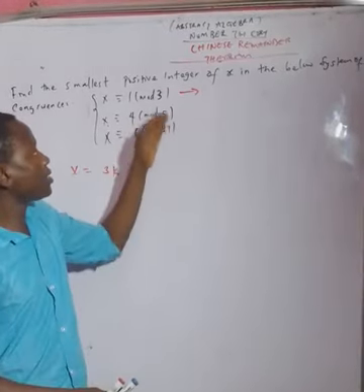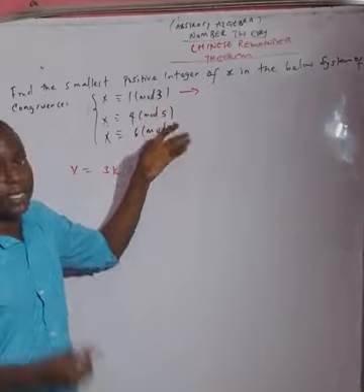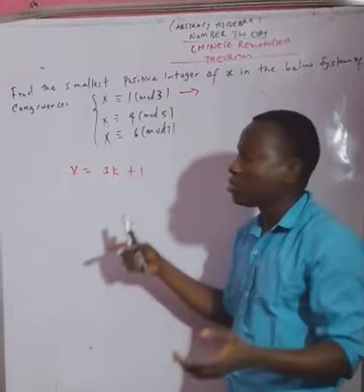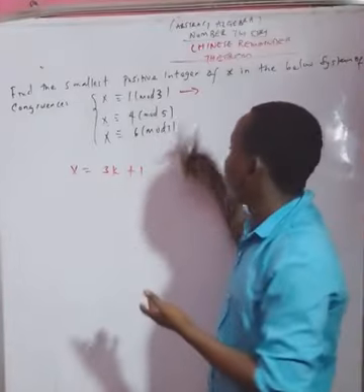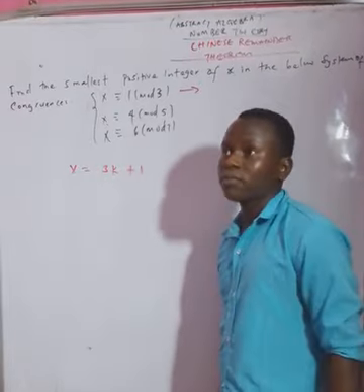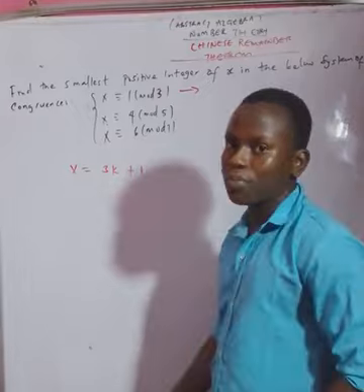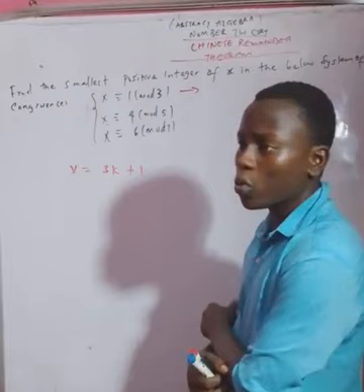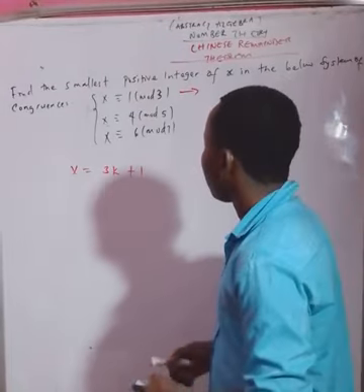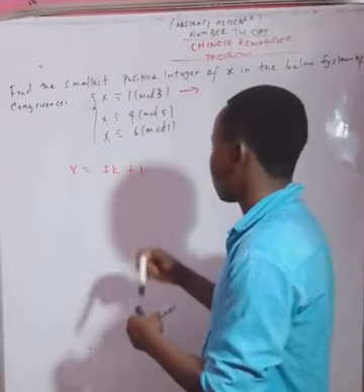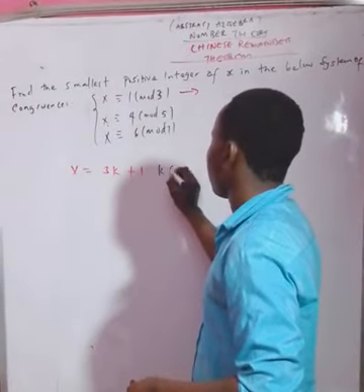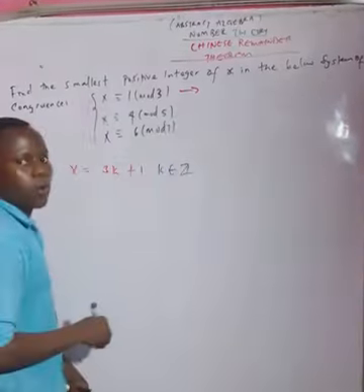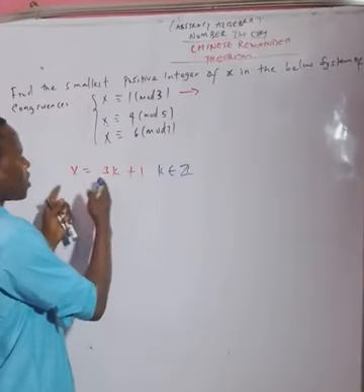Now we look at 3, 5, 7: they are co-primes. The GCD of 3 and 5 is 1, the GCD of 3 and 7 is 1, and the GCD of 5 and 7 is also 1. So they are co-prime. Alright, so we said x equals 3k plus 1. Don't forget k is an integer.